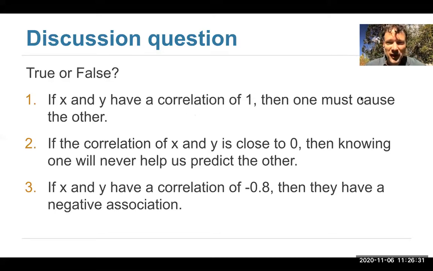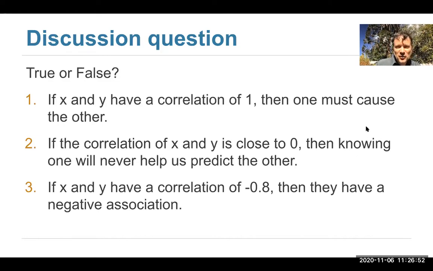All right, discussion question for you all. Let's start with number one. True or false? If X and Y have a correlation of 1, then one of them must cause the other. False. No, not true. That would be making the mistake of thinking that because there's a correlation, there must be causation. Okay, good.